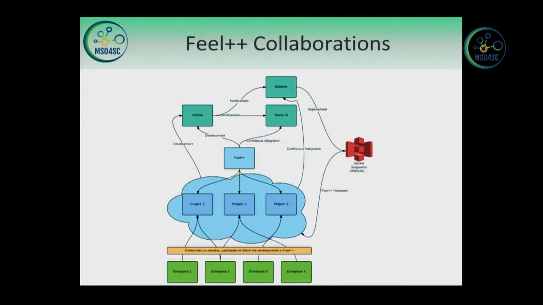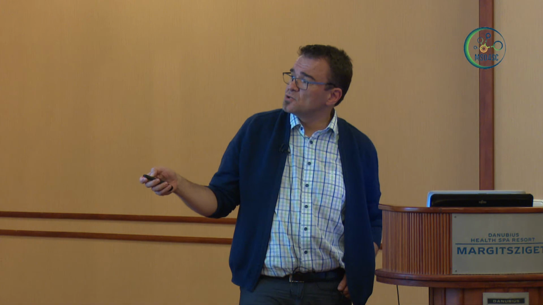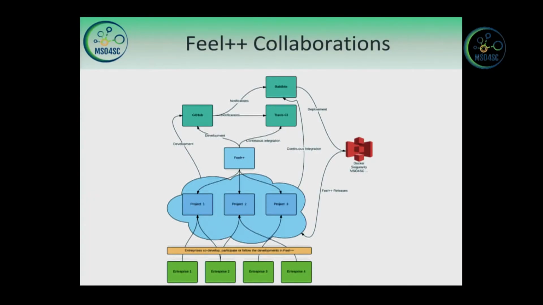For each project, for Feel++ and the sub-projects, we have continuous integration. So especially with BuildKite. So BuildKite builds all our projects, and Travis is doing continuous integration for Feel++. And if everything goes right, then there is automatic deployment on Docker Cloud, and hopefully we'll do the same very soon with Singularity for MSO4SC.